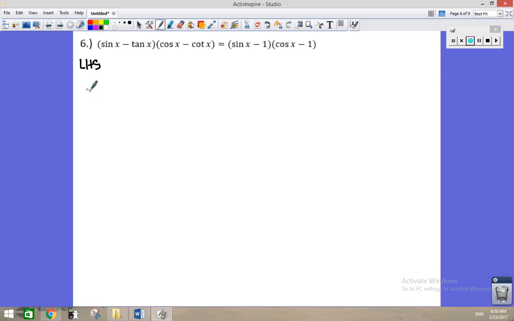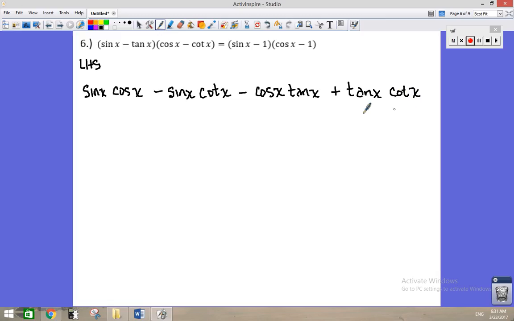So if we multiply this out, we've got the sine of x times the cosine of x, and then times the second term, the sine of x times the cotangent of x, and then minus the cosine of x times the tangent of x, and then a negative times the negative is positive, and tangent of x times the cotangent of x. Alright, so now everywhere we see cotangent, we'll replace it with cosine over sine, and tangent of x with sine of x over cosine of x.